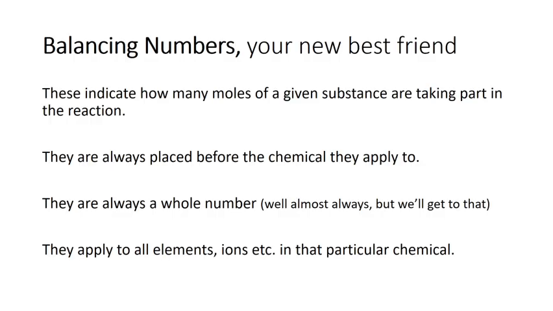So balancing numbers. What exactly do the balancing numbers do? Well, these indicate how many moles of a given substance are taking part in the reaction. They are always placed before the chemical, right? The entire compound. They count for everything in that compound. They are always a whole number. You can see what I wrote in parentheses. But we're going to say right now they're always a whole number. And they apply to all elements, ions, etc. in that particular chemical that they precede.